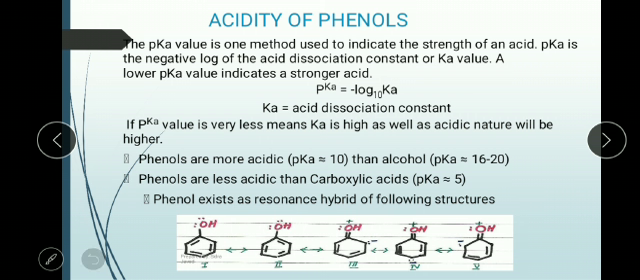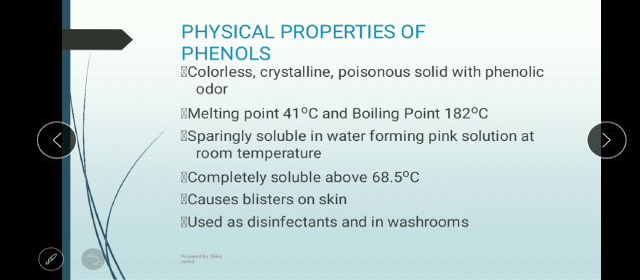Now come to the acidity of phenols. We will discuss acidity of phenol in the next video. So please remember all the things about phenol, like structure, their classification, IUPAC names, and physical properties.